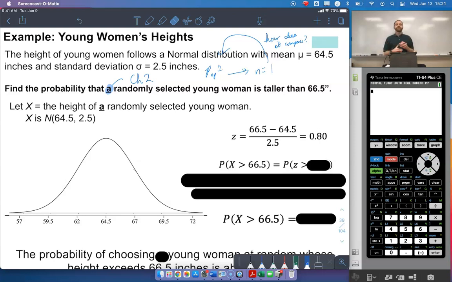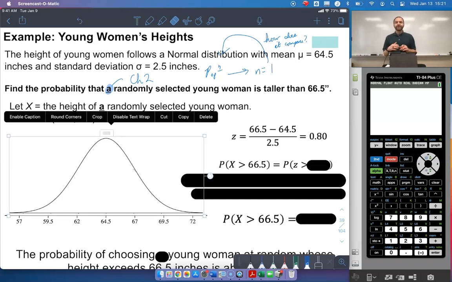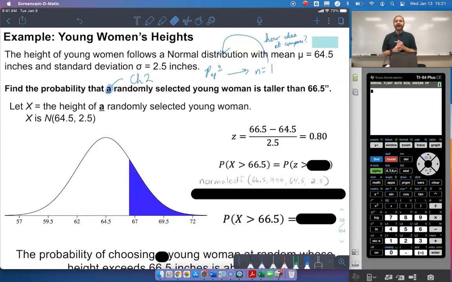I divide by 2.5, and I get 0.80. So I have that z-score. And by the way, notice I have my picture there. What I'm going to do is have the graph magically appear. Boom. So I have the shape, the center, the spread in notation. I have it in the picture. I'm set, and I'm going to go through everything else.